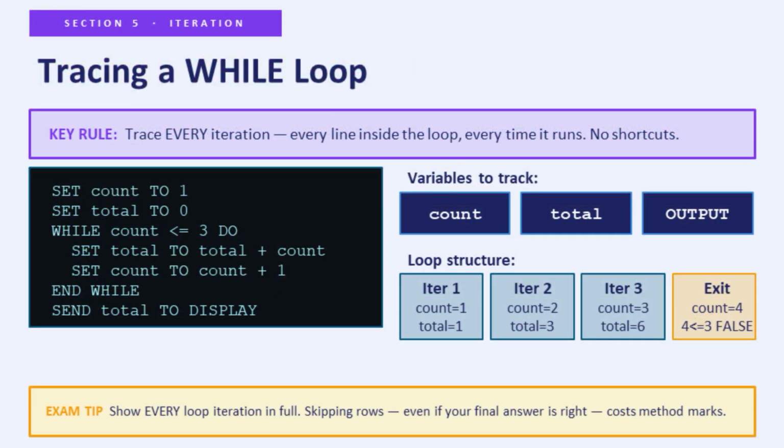This is where most students lose marks. Loops. When there's a loop in the code, you have to trace through every single iteration every single time the loop runs. There are no shortcuts. You go through it once, you go through it again and again until the loop ends. Every row of your trace table represents one execution of one line.